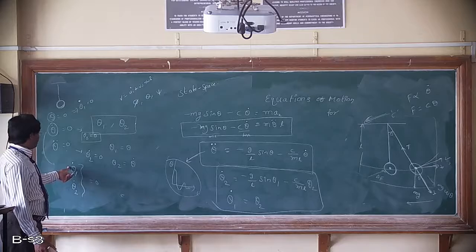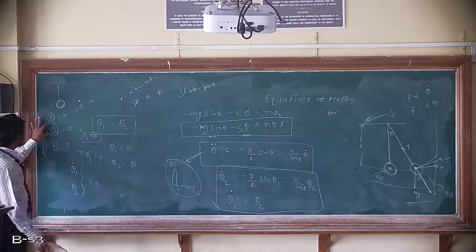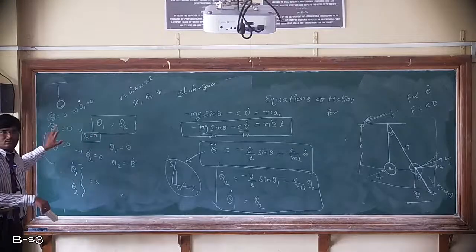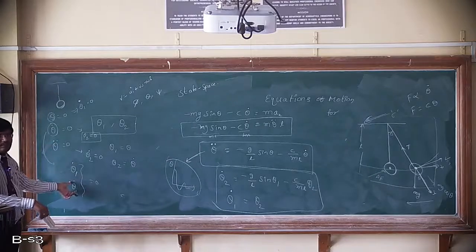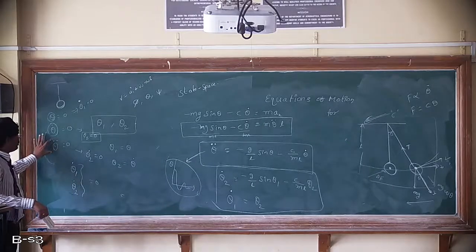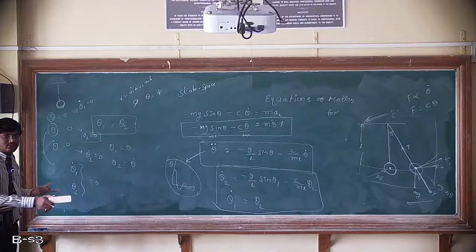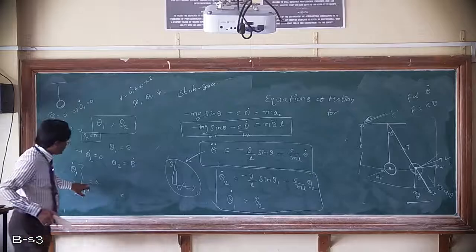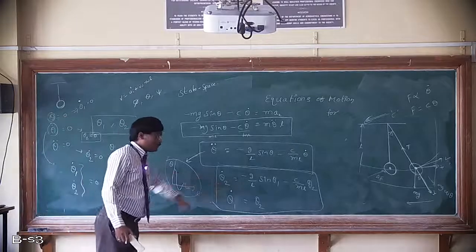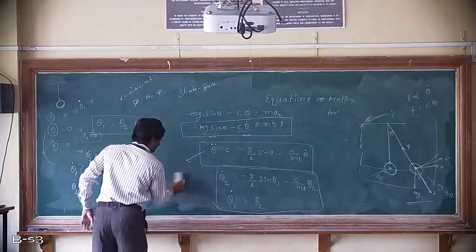Your theta 1 dot is nothing but theta dot, and velocity is 0 in the simple pendulum in the equilibrium condition. Theta 2 dot is nothing but your theta double dot, but acceleration is 0. Yes, you can take it like this. If you substitute these values in this equation, what will happen? I am erasing this part. Let's see.